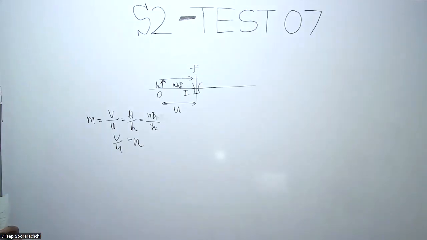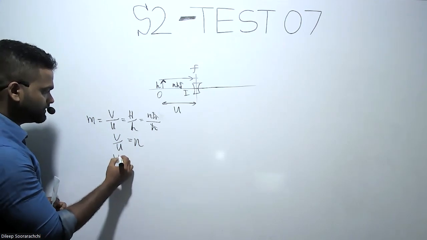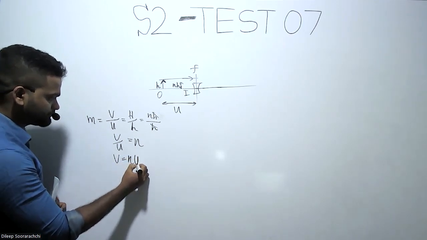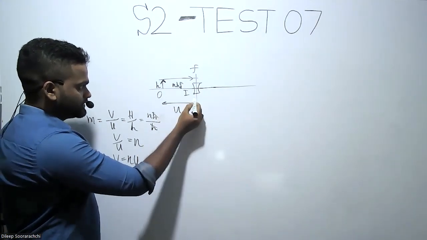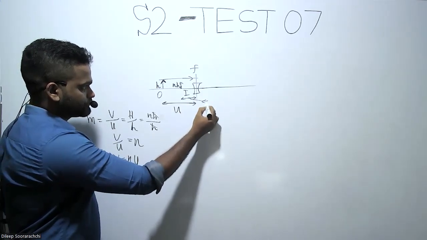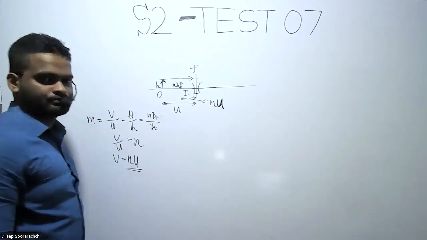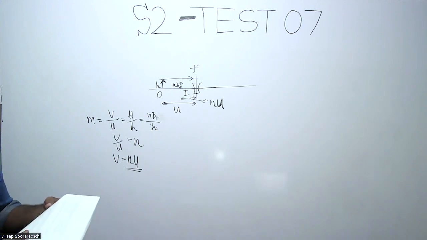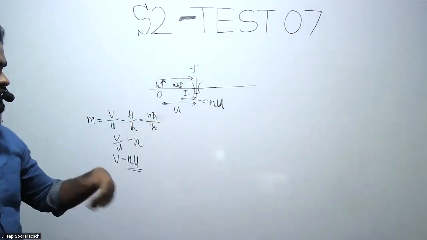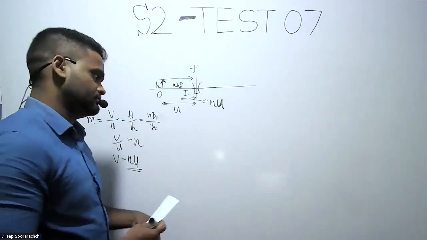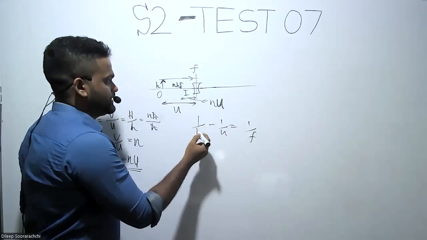V over u equals simple n. Then v equals nu. We need that. So if this is u, this distance is nu. So I wrote the image distance in terms of u. Then in order to get this, what we have to find is simple u. To get this, we have to use the lens equation. There's no other way. Just use the lens equation. So v, that's a positive value.